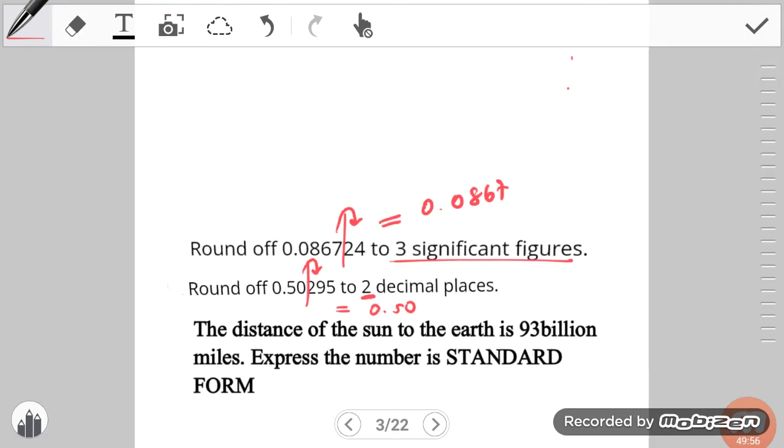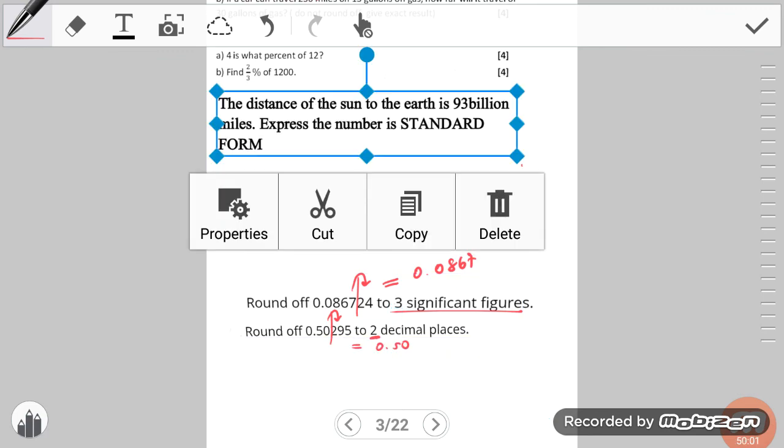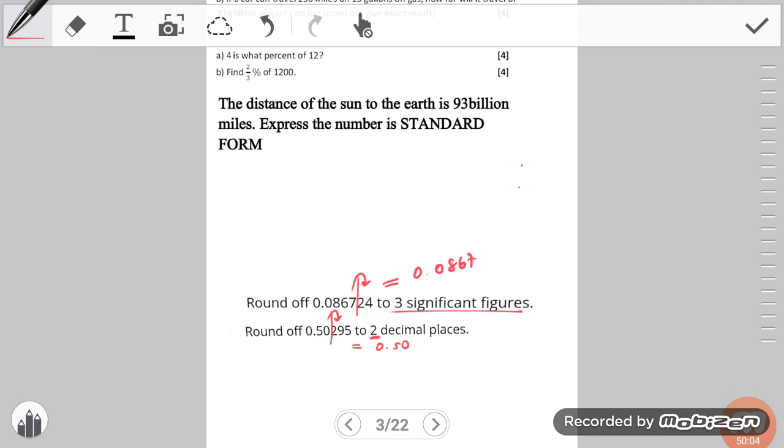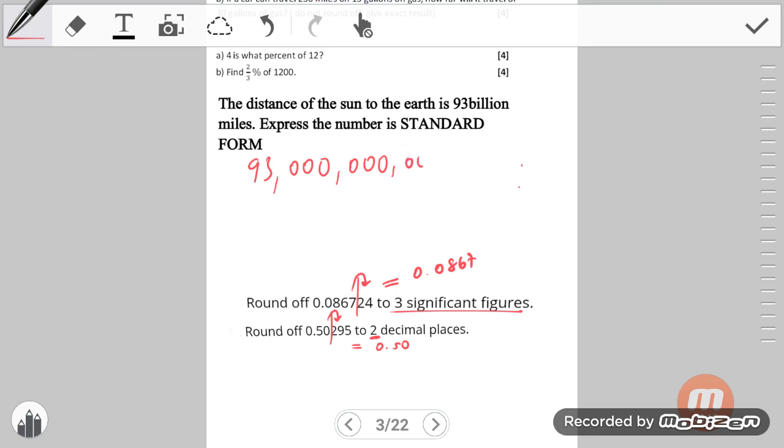And finally, this last question here, the distance of the sun, let's just move it up here. The distance of the sun to the earth is 93 billion miles. Express this number in standard form. So we're going to have to write out what is 93 billion. So that's 93, then 3 zeros, 93,000, next 3 zeros 93 million, last 3 zeros 93 billion miles from the earth. That's where the sun is, that's the distance.